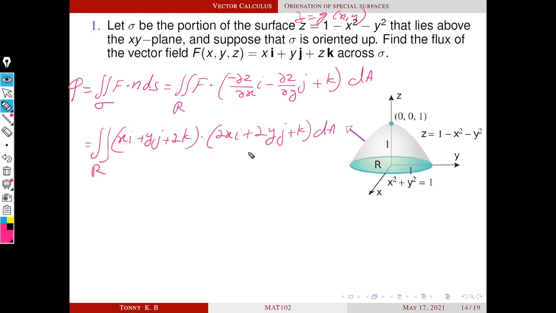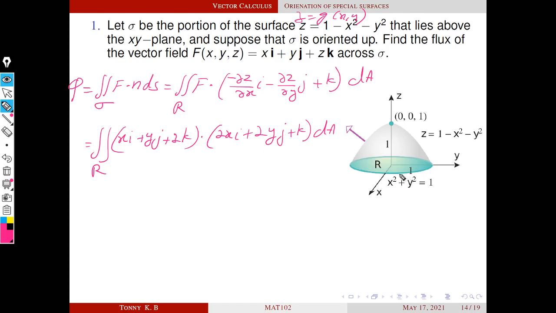We get the double integral over R of F dot, where F is xi plus yj plus zk. And what is dou z by dou x? Here dou z by dou x is minus 2x, but there is a minus sign, so this becomes 2xi. Similarly, this is plus 2yj plus k dA. Next, our aim is to evaluate this double integral over R. And what is R? R is the projection of the surface to the coordinate plane. Here the coordinates are x and y, they are independent variables. So we have to integrate this over this green circular region.